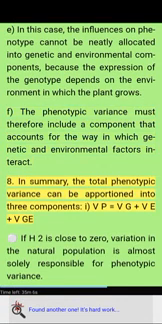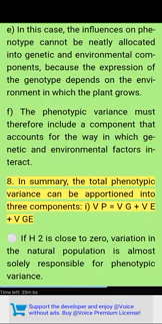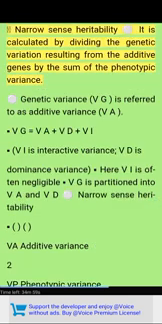In summary, the total phenotypic variance can be apportioned into 3 components: VP equals VG plus VE plus VGE. If H² is close to 0, variation in the natural population is almost solely responsible for phenotypic variance. Narrow sense heritability is calculated by dividing the genetic variation resulting from the additive genes by the sum of the phenotypic variance. Genetic variance VG is referred to as additive variance VA.